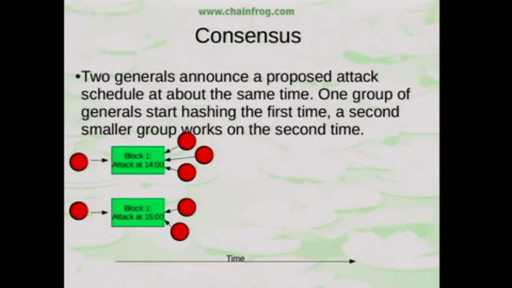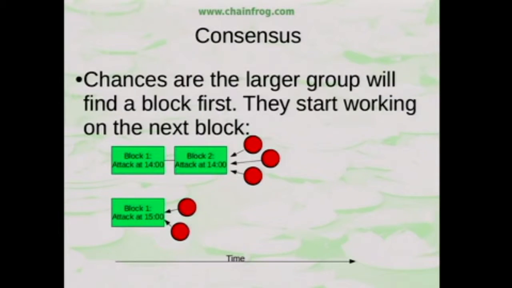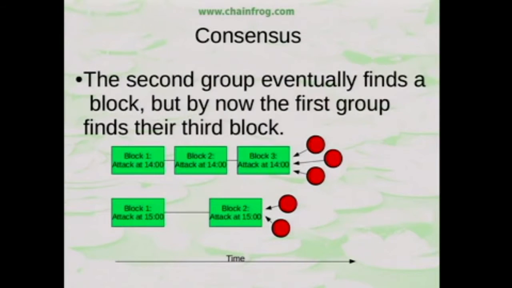Here we go. Two generals on the left there announcing attacking at 2 o'clock and at 3 o'clock tomorrow. And it turns out that 3 of the generals get the top block first, and 2 of the generals get the lower block first. And they start working away on this proof of work. And because there's 3 guys working on the top block, probability is that they'll find a second block sooner. You see there's a time axis along the bottom. But the 2 generals at the bottom find the block 2. But the 3 generals at the top have now found a third block.